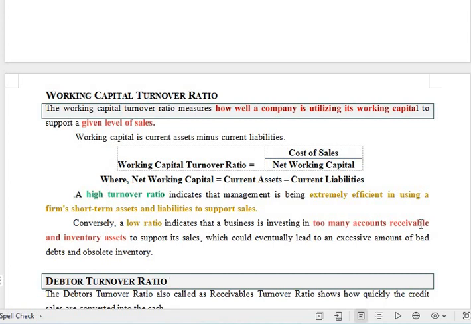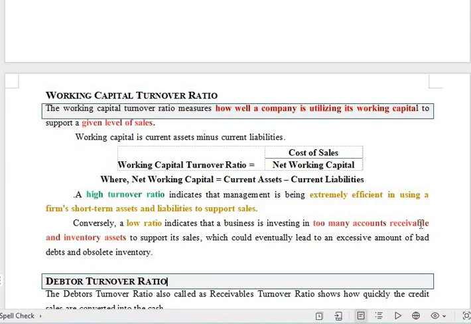Okay, so in order to determine the working capital turnover ratio, the formula is net sales or cost of sales divided by net working capital. I already explained how to determine the cost of sales or net sales. The denominator is what we have to discuss now, that is net working capital. So what is the term net working capital? Net working capital refers to current asset minus current liability, or the excess of current asset over current liability.